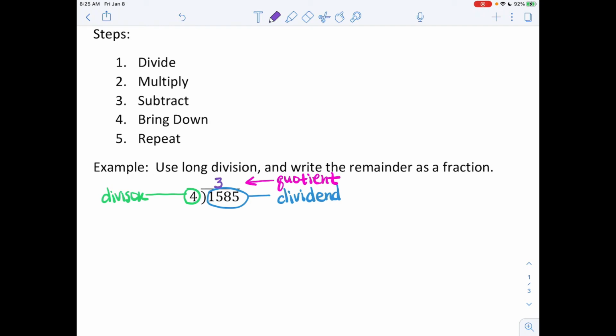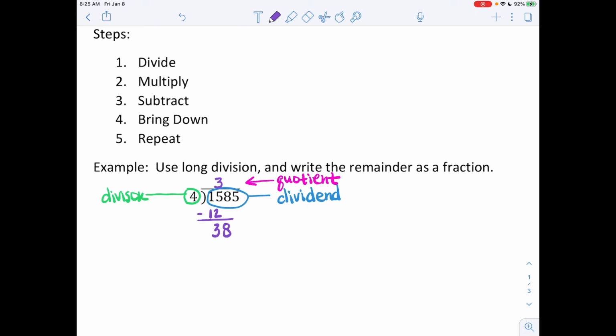And now we want to multiply. 4 times 3 is 12. Now we subtract. We subtract 12 from 15 and we get 3. And then we bring down our next number here, the 8. So we're on step 4, bring down. So I'm going to bring down the 8 and ask myself the same questions. I'm going to repeat this whole process.